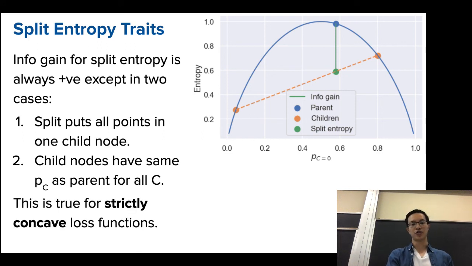This is true for strictly concave loss functions, and by concave, I mean that if I draw a line between 2 points on the curve, the curve will always be above the line. It will never be on the line or below the line.